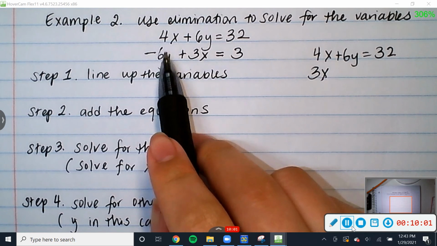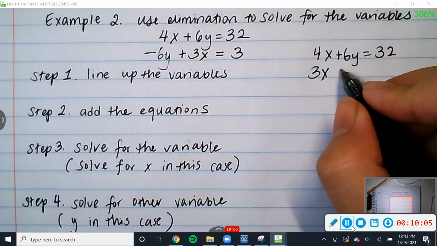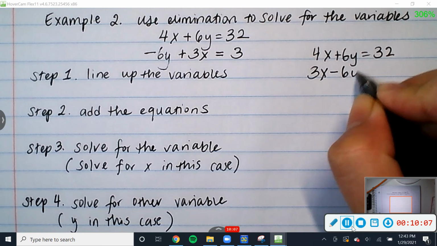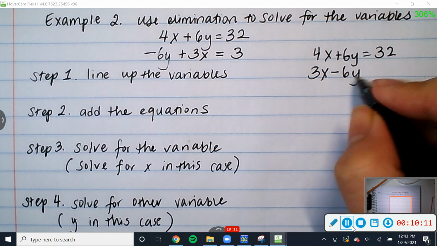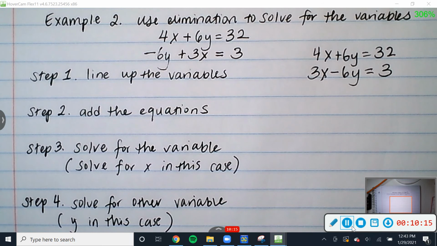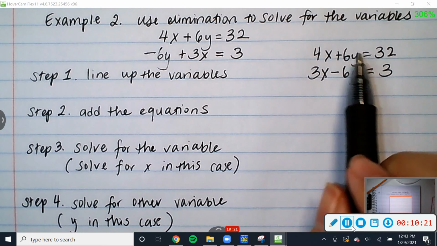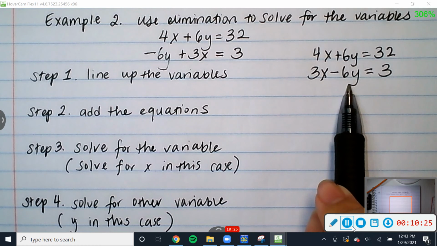And the y's are going to be lined up. This negative 6y is going to go here so that I can line up the y's. Notice how because that was a negative 6, I'm now writing it as minus 6y. The numbers were already lined up, so I don't need to do anything there. After lining up the variables, you'll notice that this problem is a little different. Before, we had positives. Now we have a positive and a negative. This is going to change how we solve.